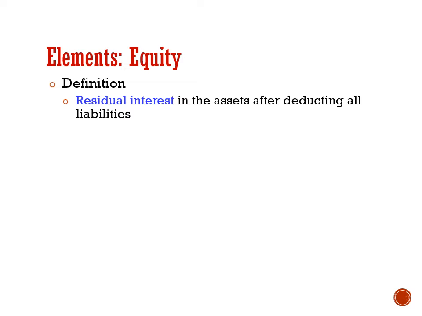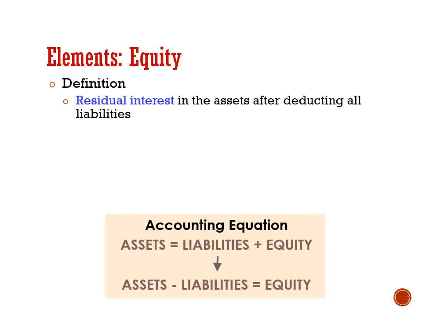The third element is equity. It simply means residual interest in the assets after deducting all liabilities. It actually represents the accounting equation. Assets is equivalent to liabilities plus equity, thus equity is whatever remaining from assets after deducting liabilities. We call that residual interest.